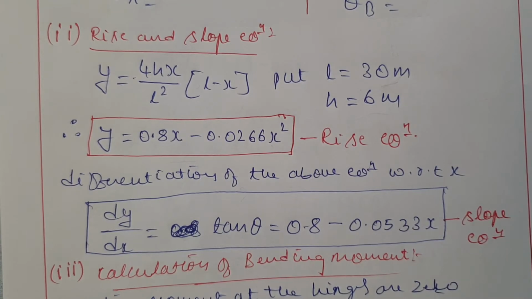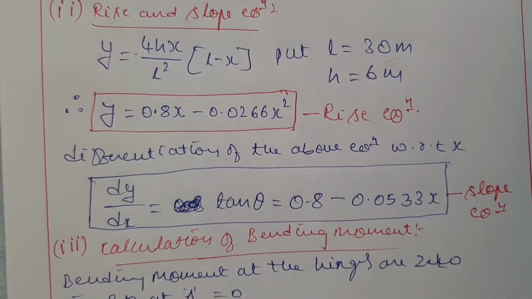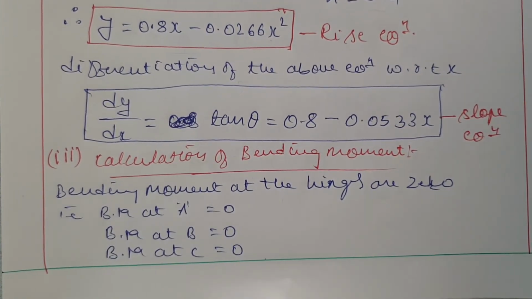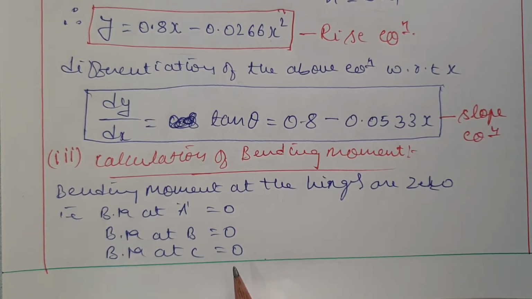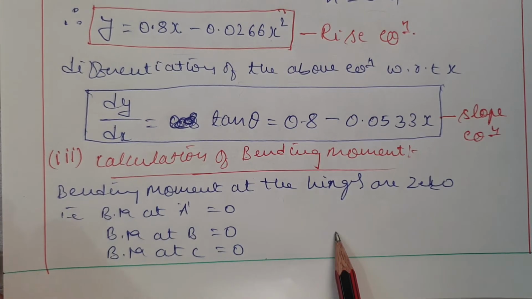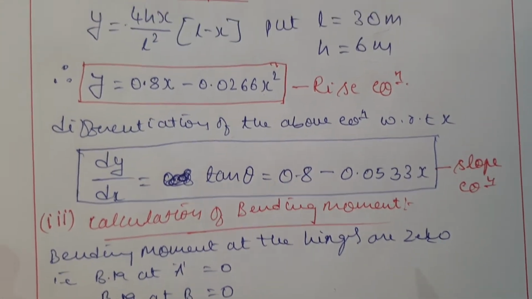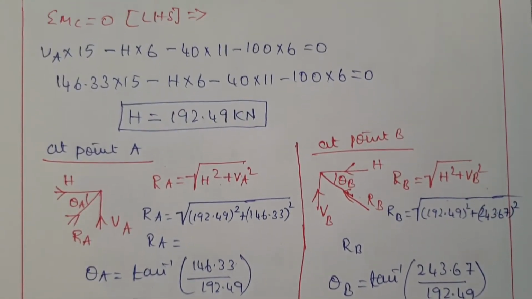After finding the rise and slope equations, the next step is to find the bending moment. In order to find the bending moment, we know that at the hinges it is 0. That is what I considered here. Moment at A will be equal to 0, moment at B will be equal to 0, and moment at C will be equal to 0. After knowing this, the next step is to find the bending moments at different portions.